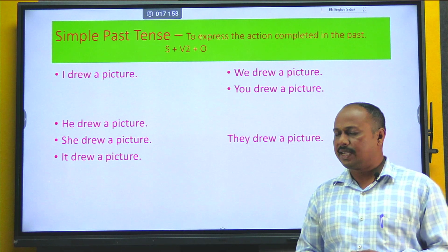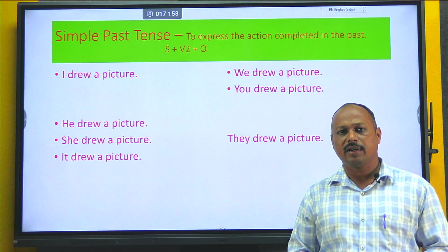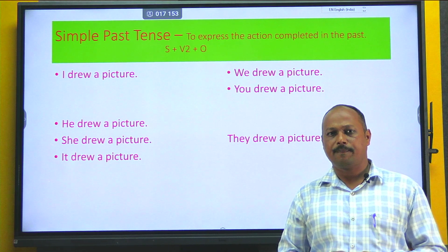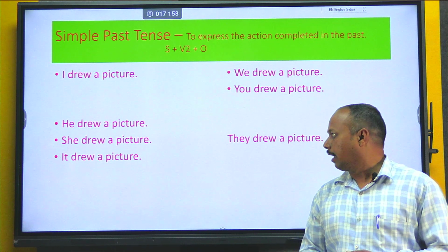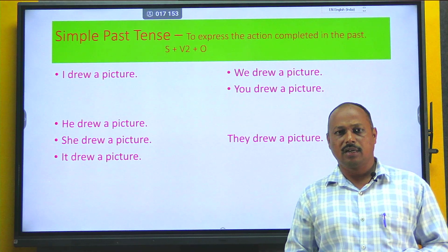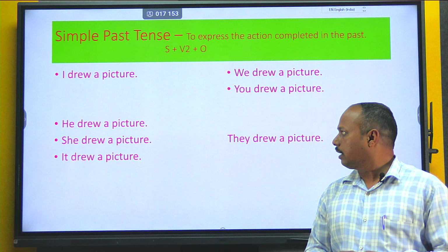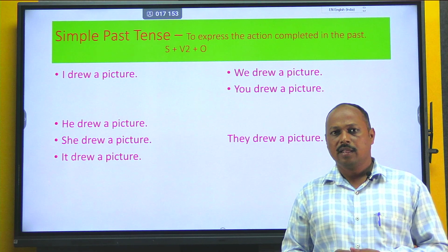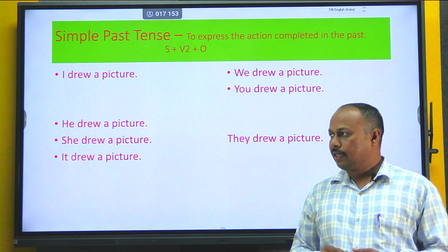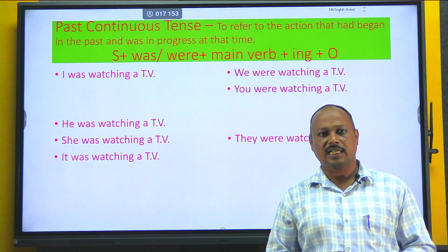I write some examples here. I drew a picture. We drew a picture. You drew a picture. He drew a picture. She drew a picture. It drew a picture. They drew a picture. After all the pronouns we use the second form of the main verb. There is no difference after any pronoun. This is the very simple structure of simple past tense. Then we can see the second subtype of past tense, past continuous tense.